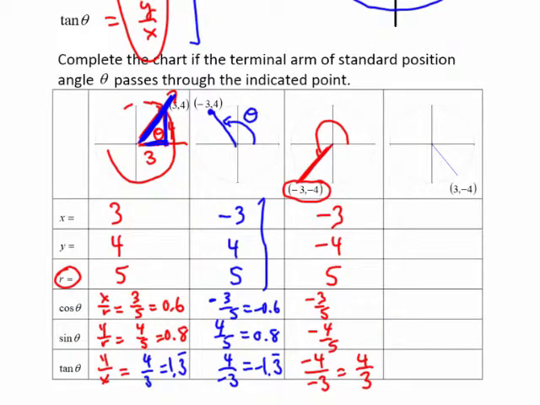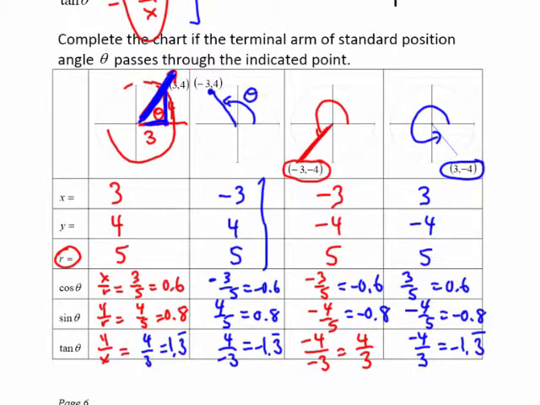And let's move it over to quadrant 4. So we're going to reflect the terminal arm from quadrant 3 to quadrant 4, or you can think of reflecting from quadrant 1 to quadrant 4 by crossing the x-axis. The coordinates are now as shown, x and y. The radius is still 5.